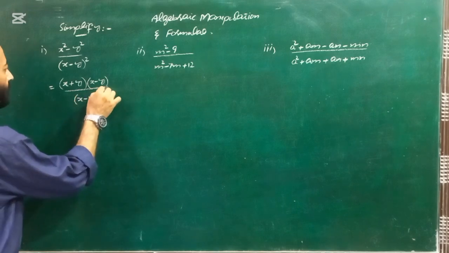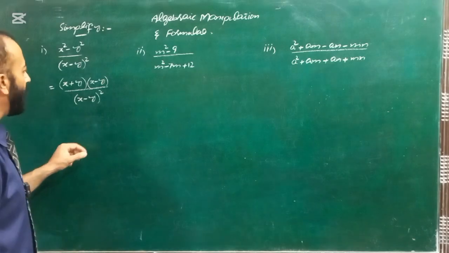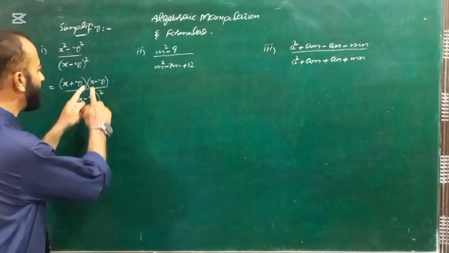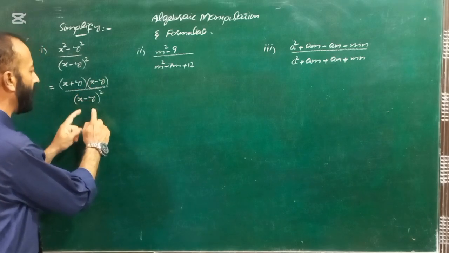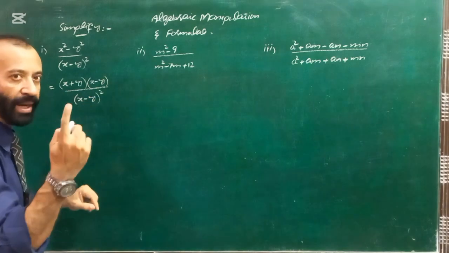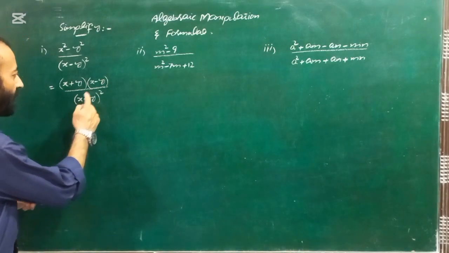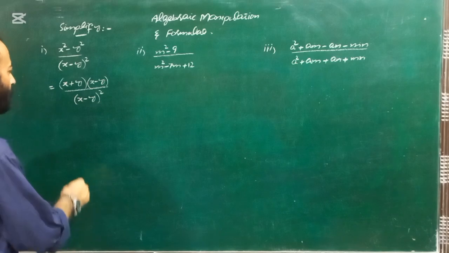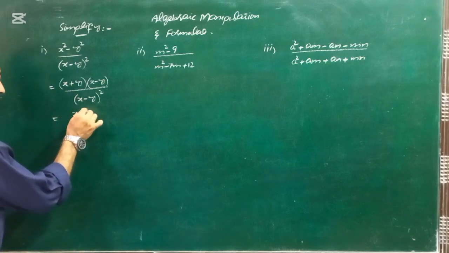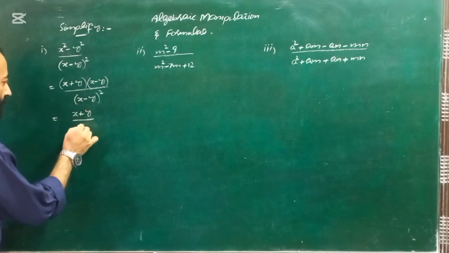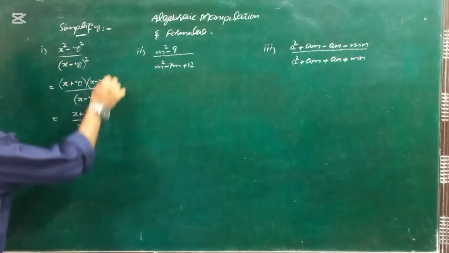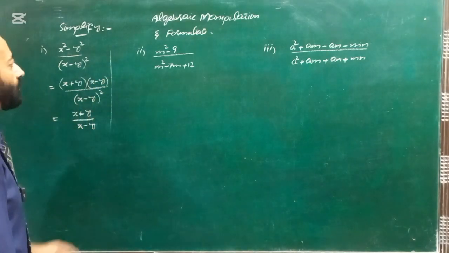So at this step, if you can see in the numerator and denominator, the same factor is coming, that is x minus y and x minus y. So in the denominator there are 2 x minus y, and in the numerator there is 1 x minus y. So 1 x minus y will be cancelled in numerator and denominator. The thing which will be left will be x plus y in the numerator, and 1 x minus y will be left in the denominator because 1 is cancelled. So this is the answer.